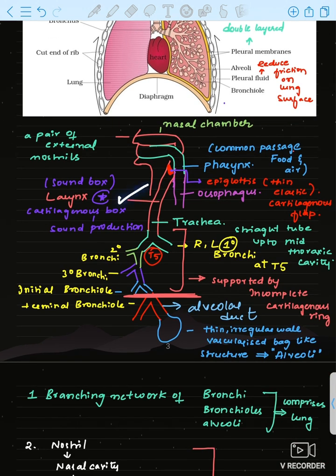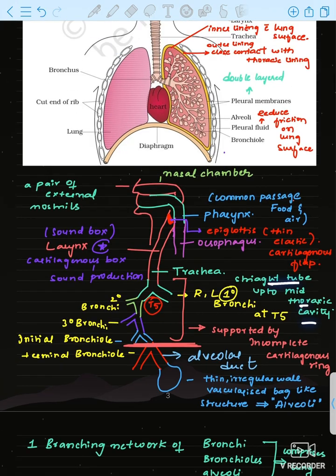Now we learnt about larynx and now trachea. What is trachea? Trachea is a straight tube. You can feel it. It is a straight tube. You can feel over your neck the tracheal rings and trachea. It is a straight tube up to the mid thoracic cavity.